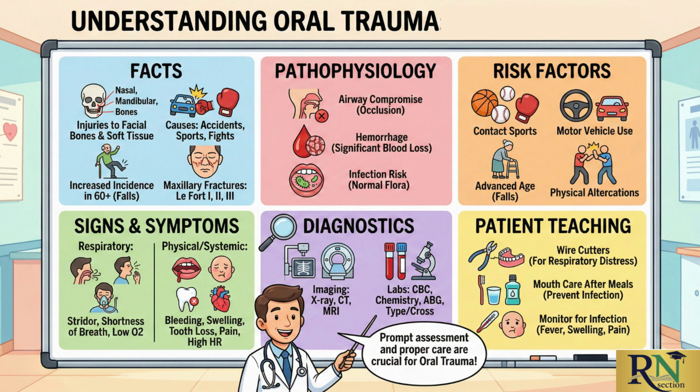We have the serum chemistry analysis, arterial blood gas, ABG, and blood typing and cross-matching for potential transfusion. For patient teaching, keep the wire cutters at the bedside, and be with the patient at all times to cut the wire in case of respiratory distress. They must notify the healthcare provider immediately if wires are cut.